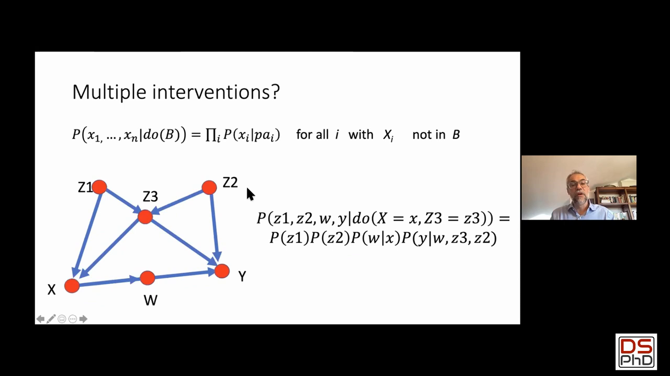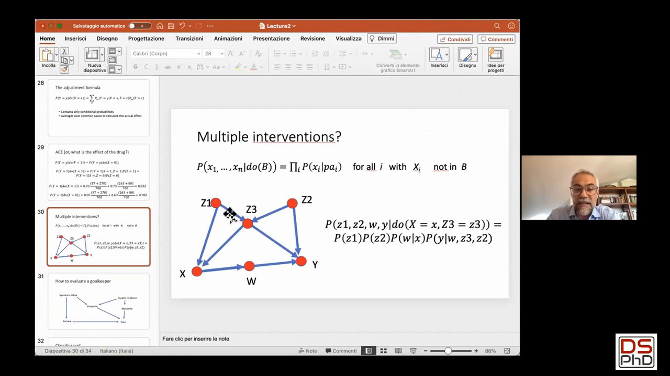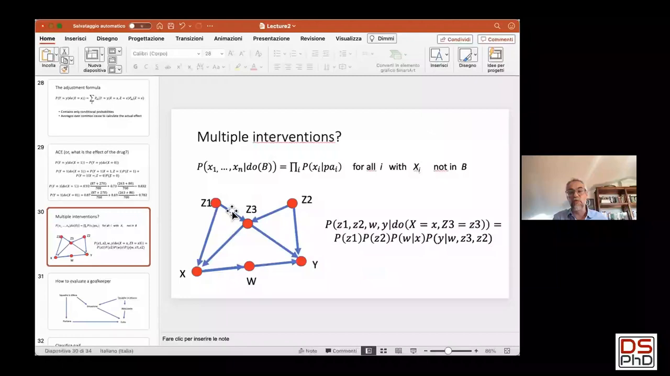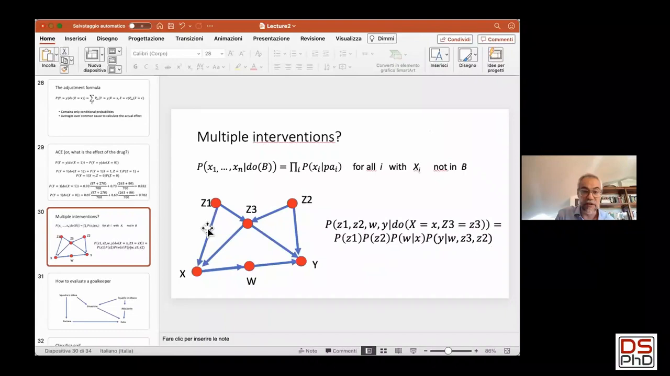What I have to do? I have just to erase the arrows that are pointing into the variables that belong to my set, to set B. So in this case, for example, what I want to do is to erase the arrows that are going into X, because I want to condition on X, and I want to erase all the arrows that are going into Z3. So I erase all the arrows going into Z3, and I force them to assume the variable that I want.